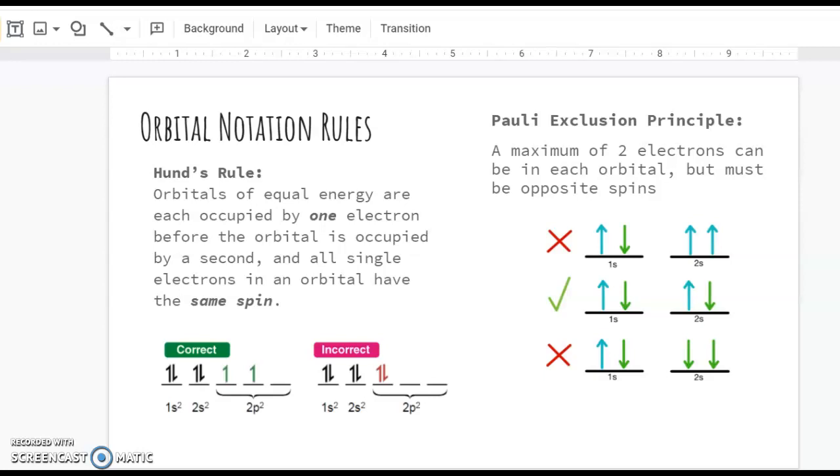Good morning. This morning we're going to be looking at orbital notation rules. We learned electron configuration, the subshells, the electrons within them, and how many they can hold. Now we're going to draw the different spins of the electrons. One of the rules we have is Hund's rule. Hund's rule says orbitals of equal energy are each occupied by one electron before they're occupied by a second.